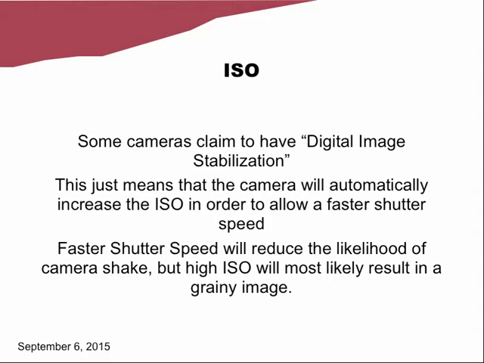Some cameras claim to have digital image stabilization. This just means that the camera will automatically increase the ISO in order to allow for an adjusted faster shutter speed. Faster shutter speed will reduce the likelihood of camera shake, but ISO, when you get that high ISO number, is also more than likely going to result in you having a grainy image.